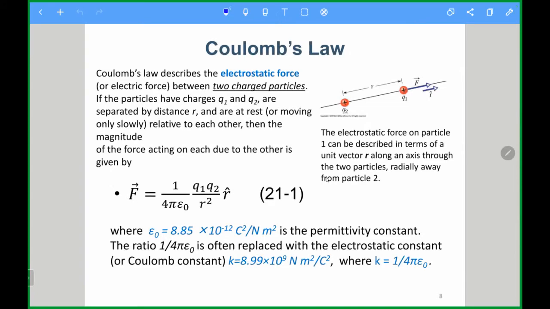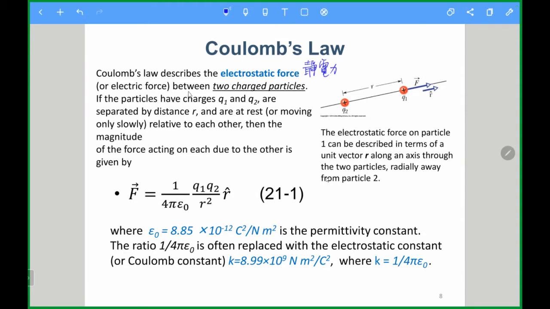So here comes the main part of the chapter, which is about the Coulomb's law, Coulomb 定律. It says the Coulomb's law describes the electrostatic force or electric force. So electrostatic force is 静电力. Electro is 电, static is 静态, and force is 力. So electrostatic force is 静电力.